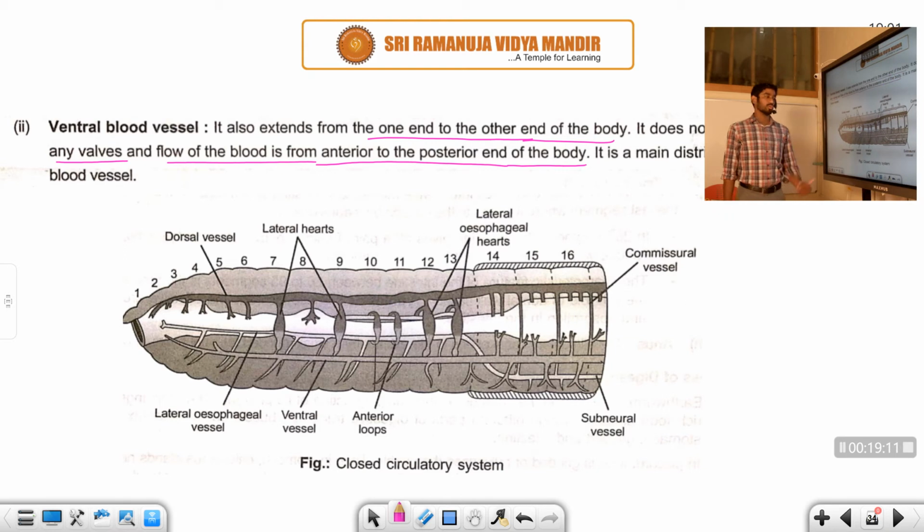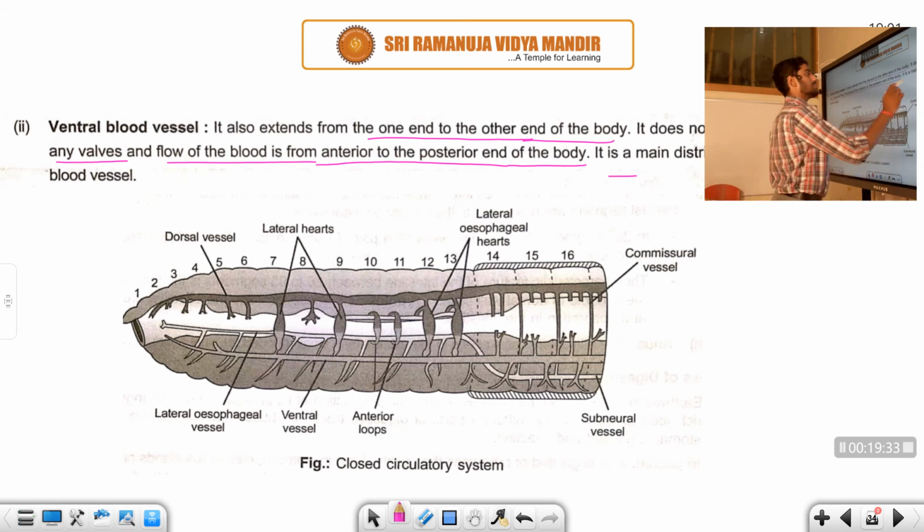They will ask one more question here. There are two types of blood vessels. The dorsal blood vessel has valves. The ventral blood vessel doesn't have any valves. Depending on the valves, which one has valves? Dorsal. Which one doesn't have valves? Ventral. Which one is the largest? Dorsal. The ventral one is the smaller.